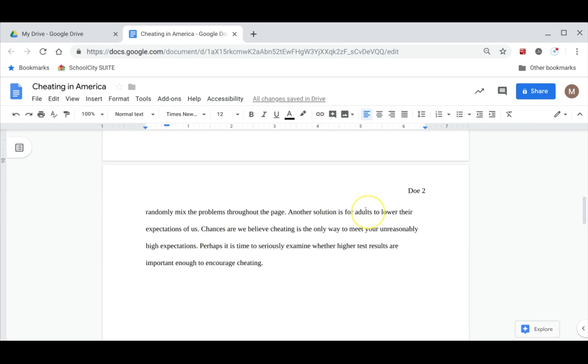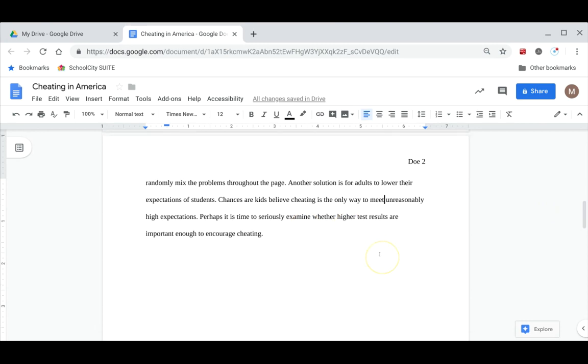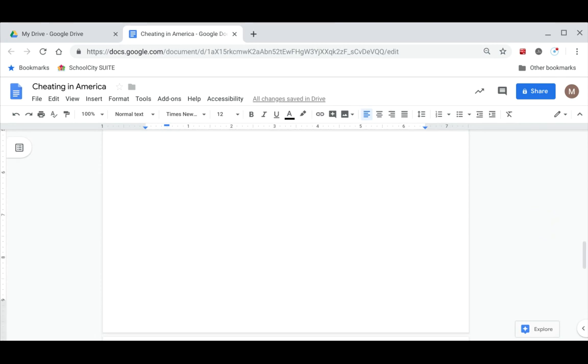Another solution is for adults to lower their expectations of us. There's that us again. She's really probably talking about students. Chances are we believe cheating is the only way to meet your unreasonably high expectations. We have this your. So chances are kids or children or students believe cheating is the only way to meet, we can even take that out, unreasonably high expectations. Perhaps it is time to seriously examine whether higher test results are important enough to encourage cheating. Cool. So we've done all of that.